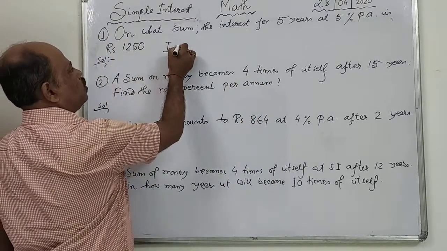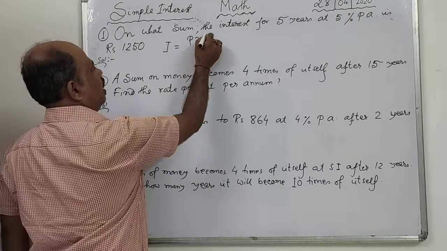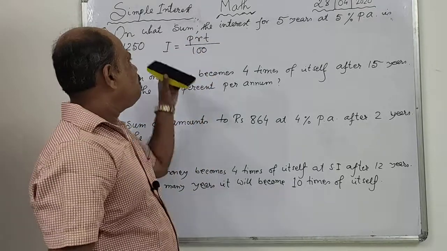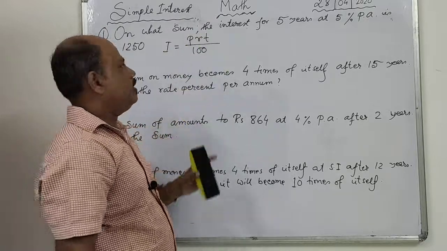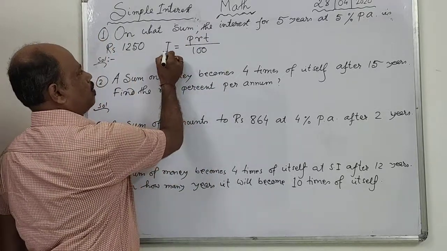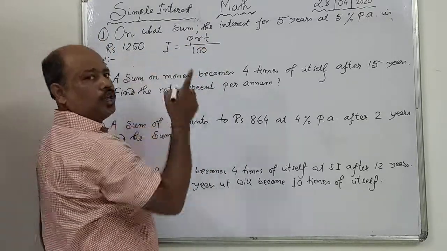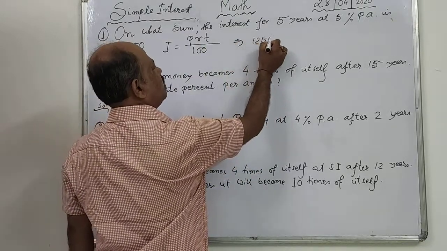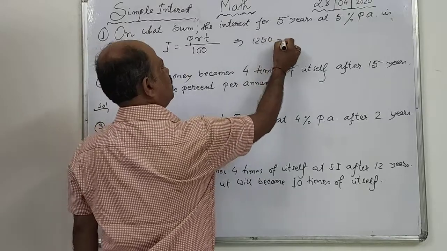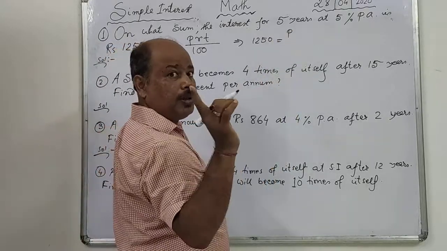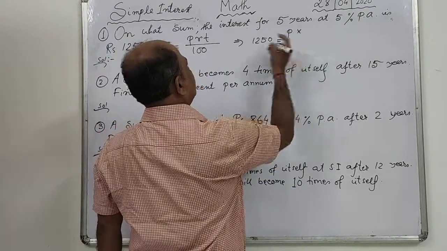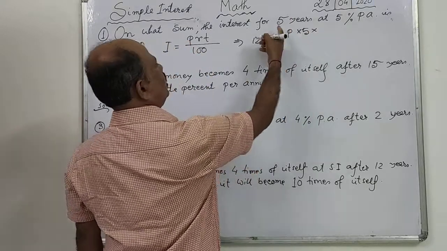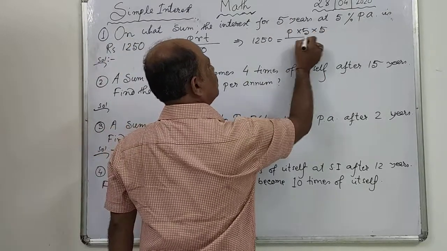I equal to PRT by 100. PRT by 100. So in place of I, you know interest is 1250. Now put in place of I 1250. আমরা প্রিন্সিপাল জানি না, P. What is the R? 5. What is the T? Also 5, by 100.